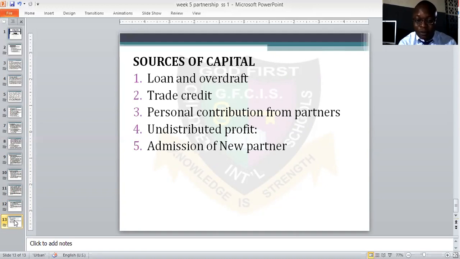The undistributed profit, the previous profit they realized, they can use it to expand the activities of the partnership business as well. Lastly, admission of a new partner. By the time they admit a new partner, and if that new partner also pays his or her own capital, this capital that the new partner will pay can enlarge or expand the partnership business.